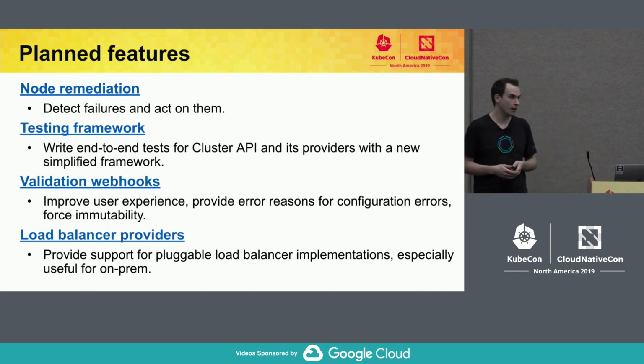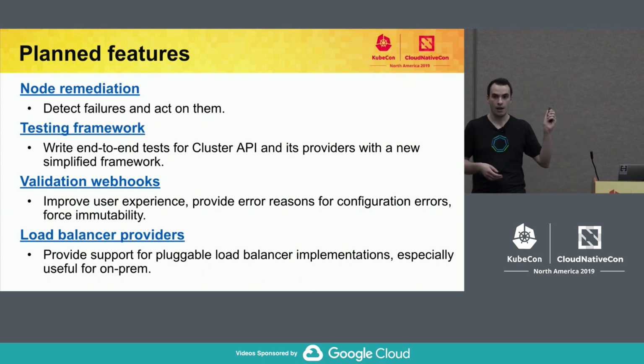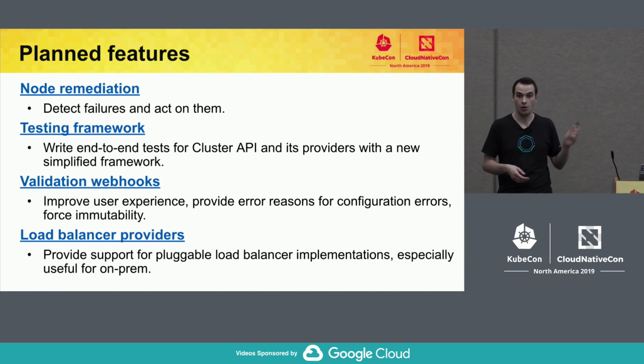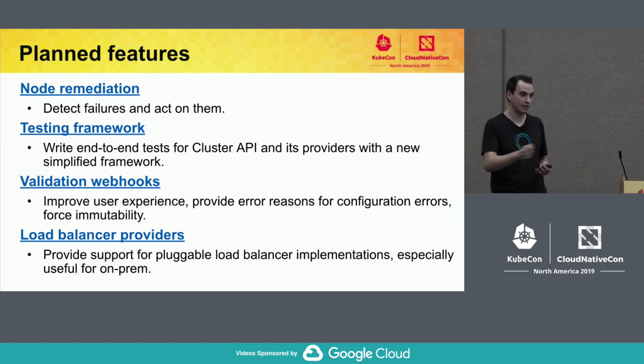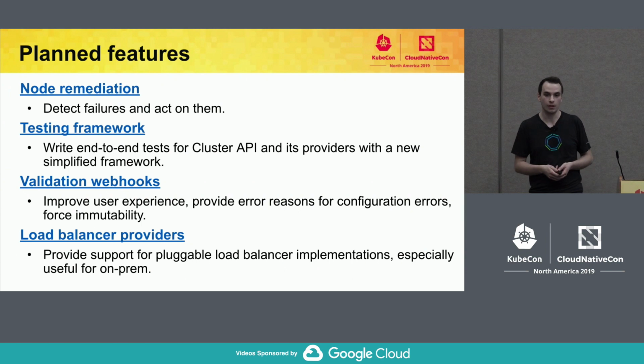So with, I think, Kubernetes 1.15 and KubeBuilder v2, we're working on validation webhooks. So that when you apply YAML and we cannot validate it, we tell you right away. And that will improve a lot of the user experience.